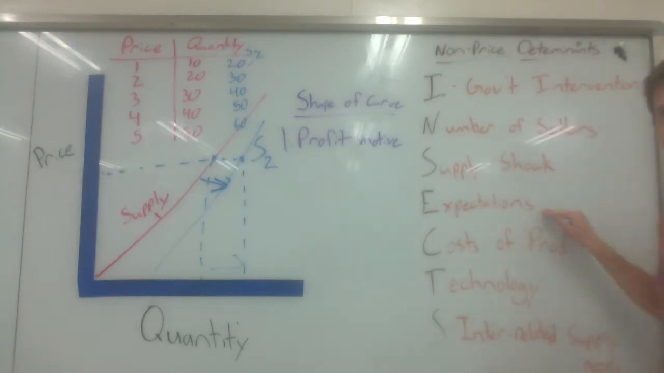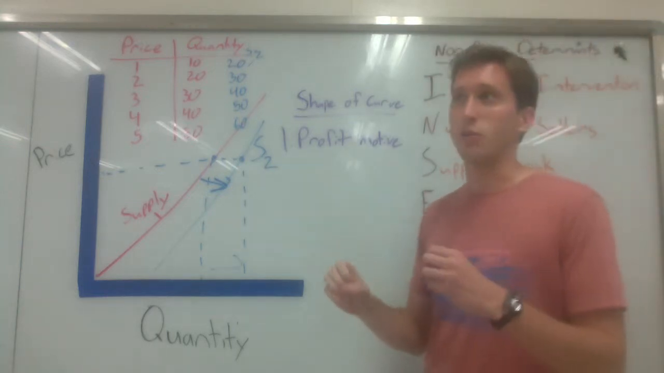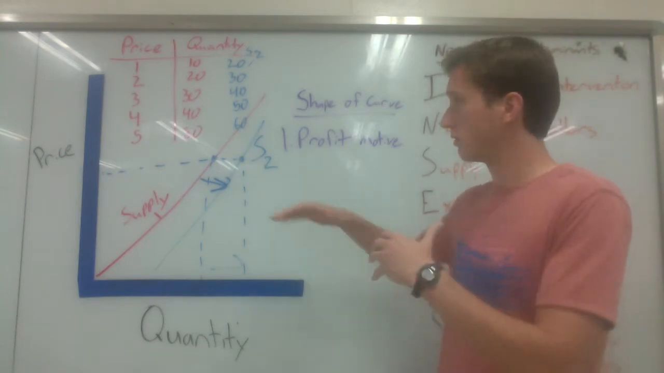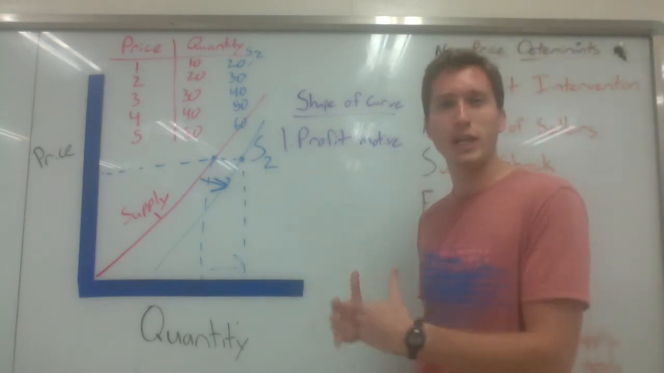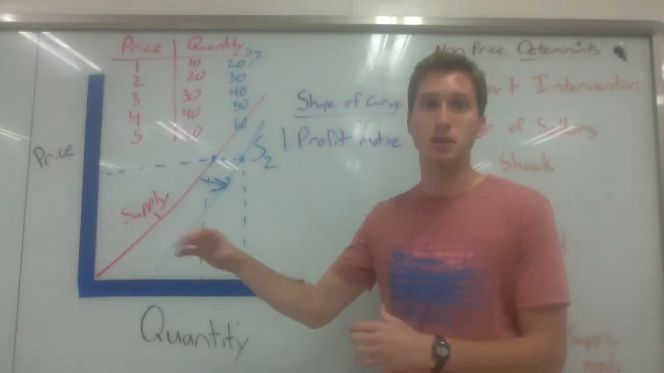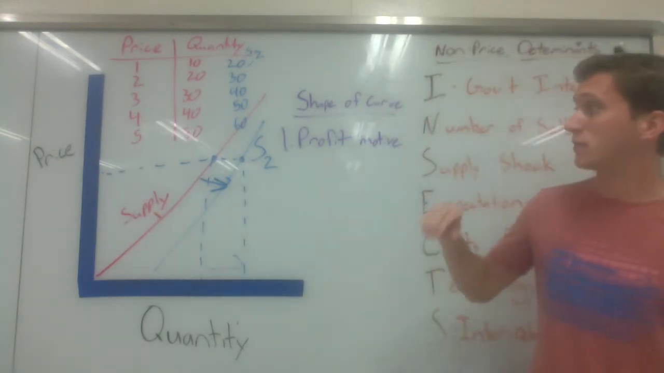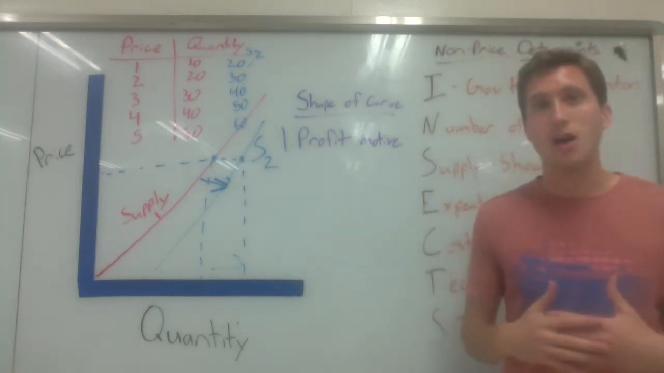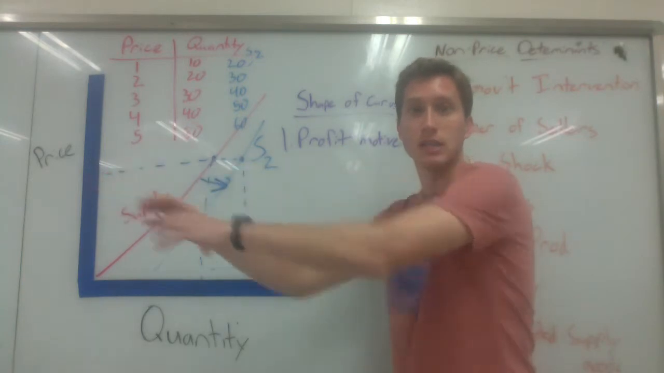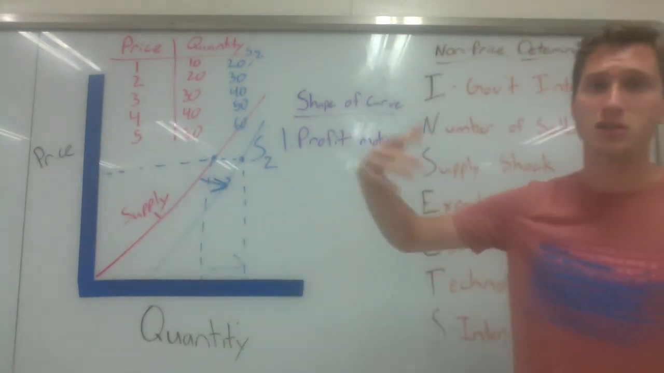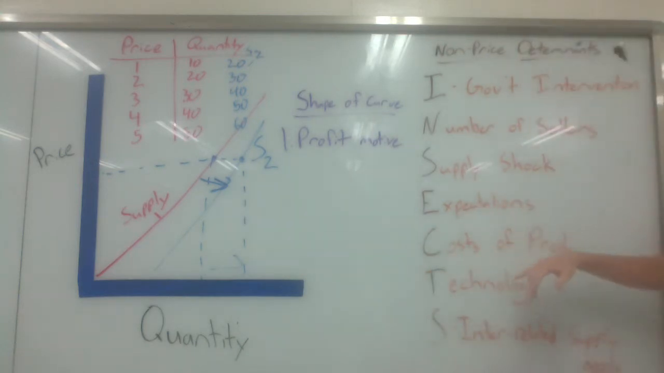E is producer expectations. Whether they're predicting what's going to happen in the future will change the market right now. How willing are they to supply to the market right now, given what's going to happen in the future? If they believe the price is going to go up in the future, they'll hold back right now and supply more to the market in the future. They'll supply less right now because in the future they can make more profit. C is cost of production.